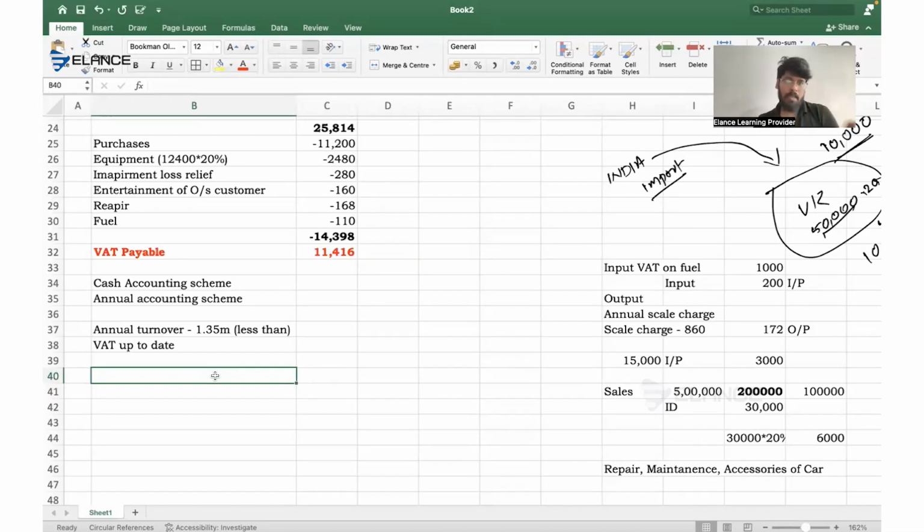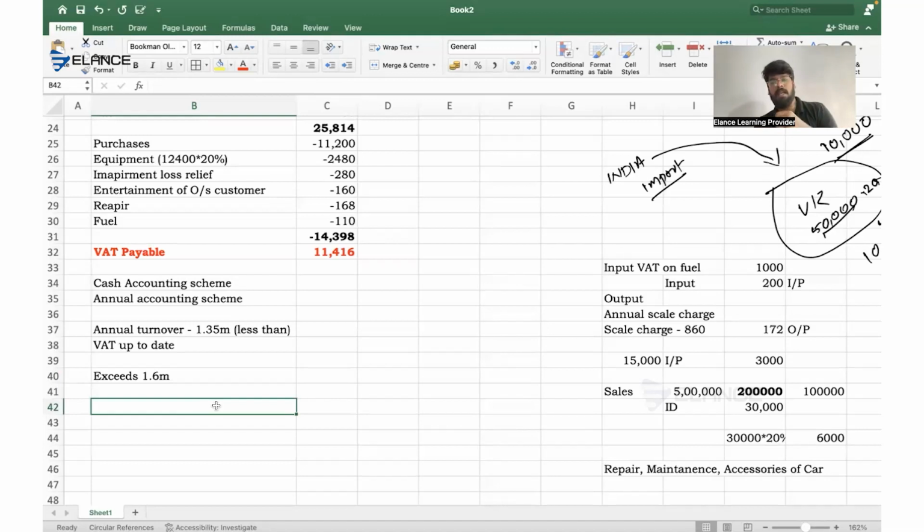After joining the scheme, my turnover might go beyond 1.35 million. There is no issue. If after joining my turnover goes to 1.4 million, no issue. I can stay with the scheme. And if it is 1.5 million, that's okay. But if my annual turnover exceeds 1.6 million, then I should leave the scheme. I cannot continue with the scheme, and I should leave it immediately after my turnover crosses 1.6 million.